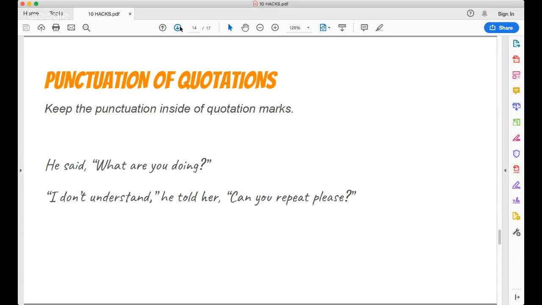Do you know about punctuation of quotations? The life hack here is we keep the punctuation inside of quotation marks. Look, he said, "What are you doing?" Do you notice how the question mark is inside the quotation marks? "I don't understand," comma inside of the quotation marks. He told her, "Can you repeat, please?" Question mark inside of the quotation marks. So that's a life hack as well. When you're trying to do quoted speech or write quotes with he said, she said, I told her, whatever, the punctuation is always inside of quotation marks. That's just the rule, and you just have to take it for what it is.